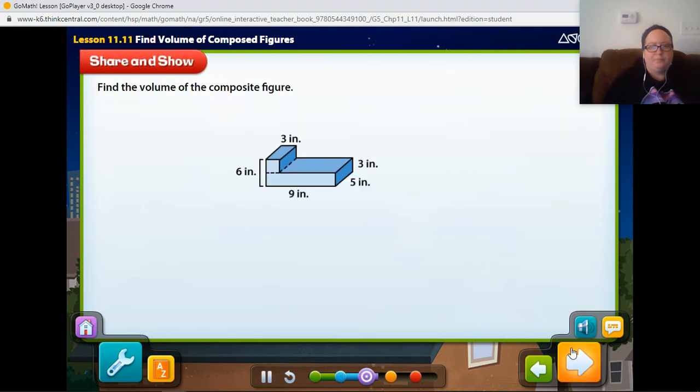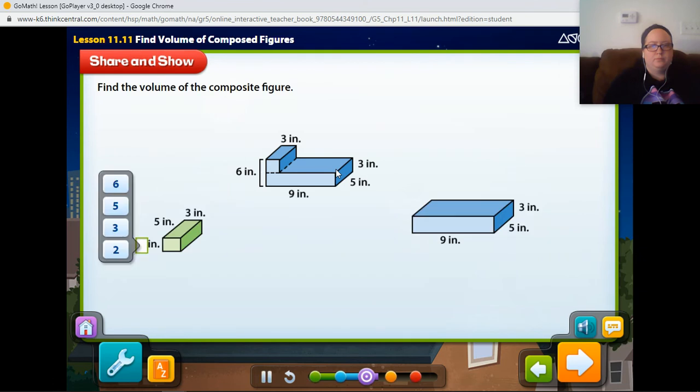Find the volume of the composite figure. Break apart the solid figure into 2 rectangular prisms. What's the height of the first rectangular prism? Well, we have a total of 6, but this right here is 3, so 6 minus 3 is 3. That's right. The height of the rectangular prism is 3 inches.